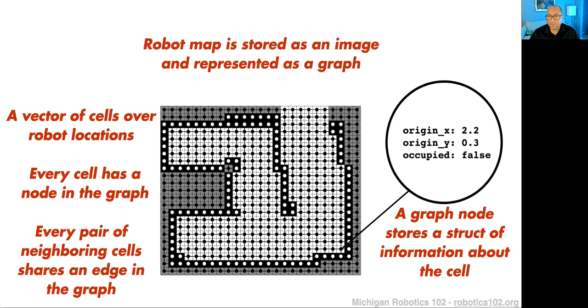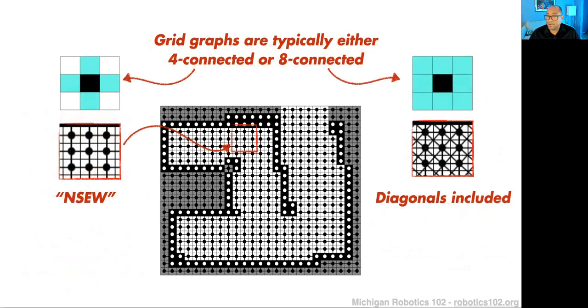So between our neighboring cells, we're just going to connect them with an edge. Noting that there are oftentimes two different types of connectivity that we're going to have in our graph. For my example, I'm going to use what are called four connected neighborhoods. That means every cell is connected to its north, south, east, and west neighbor, or up, down, left, right.